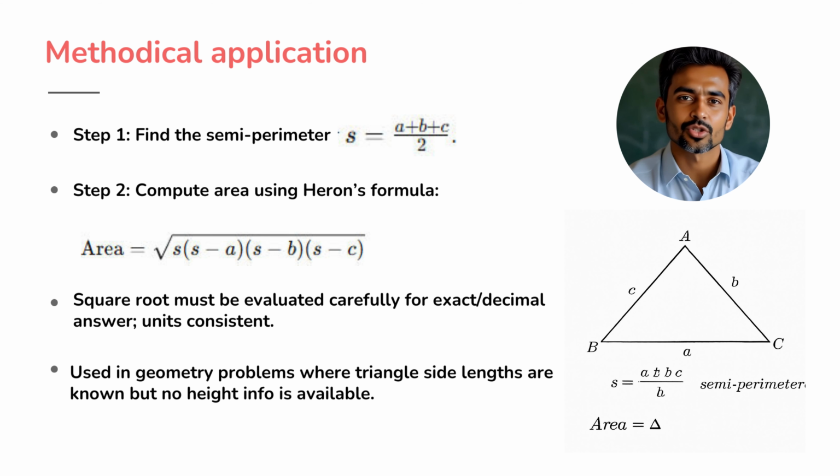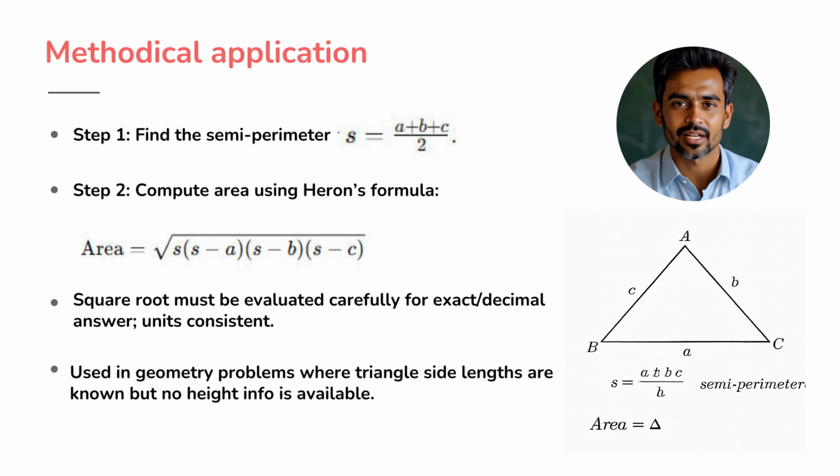Now you're all set to use Heron's formula. Let's go through the step-by-step method clearly. Step 1. Find the semi-perimeter S, which is the sum of the three sides divided by 2. So, S equals (A plus B plus C) divided by 2. Step 2. Compute the area by plugging S, A, B, and C into the formula. The area equals the square root of S times (S minus A) times (S minus B) times (S minus C).